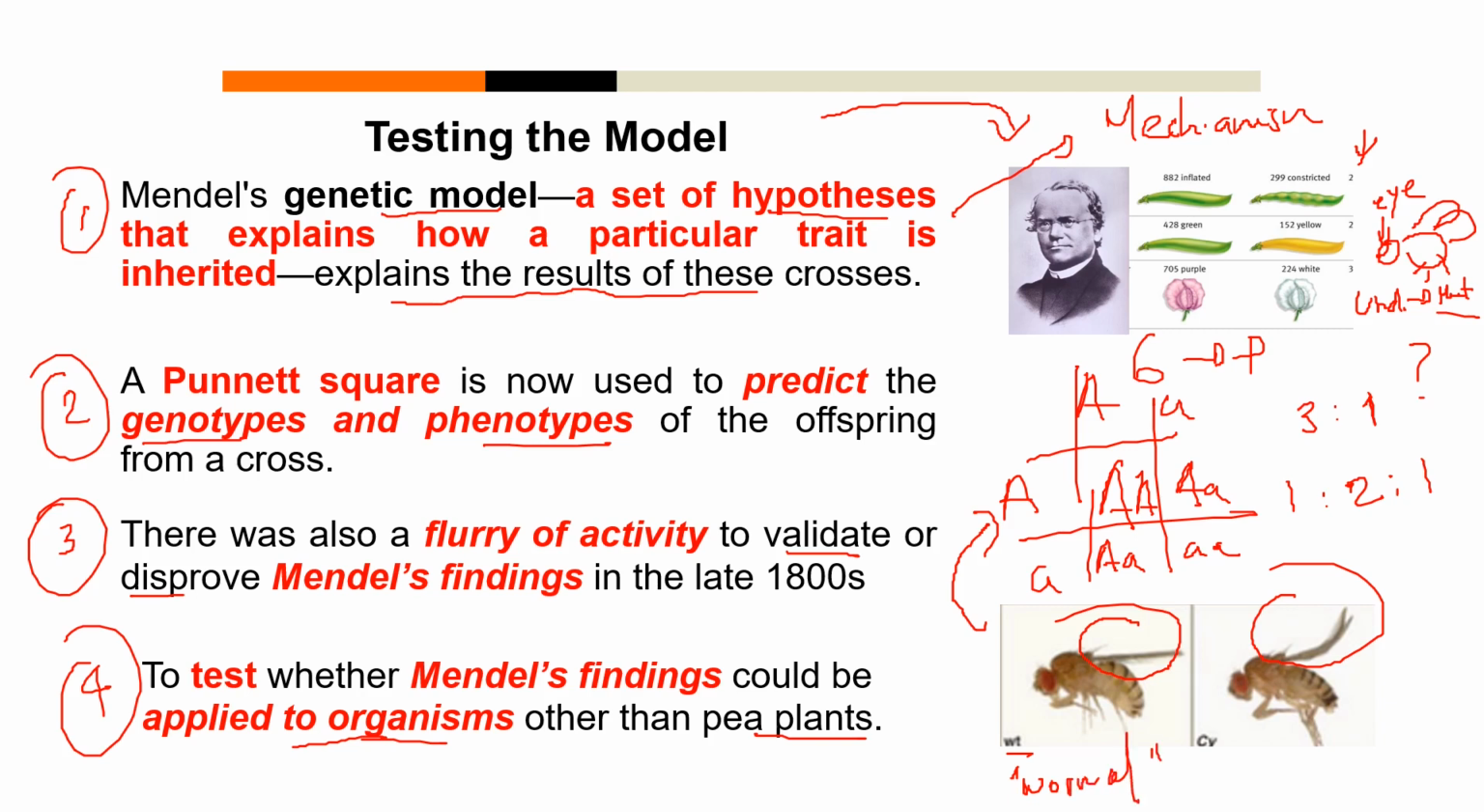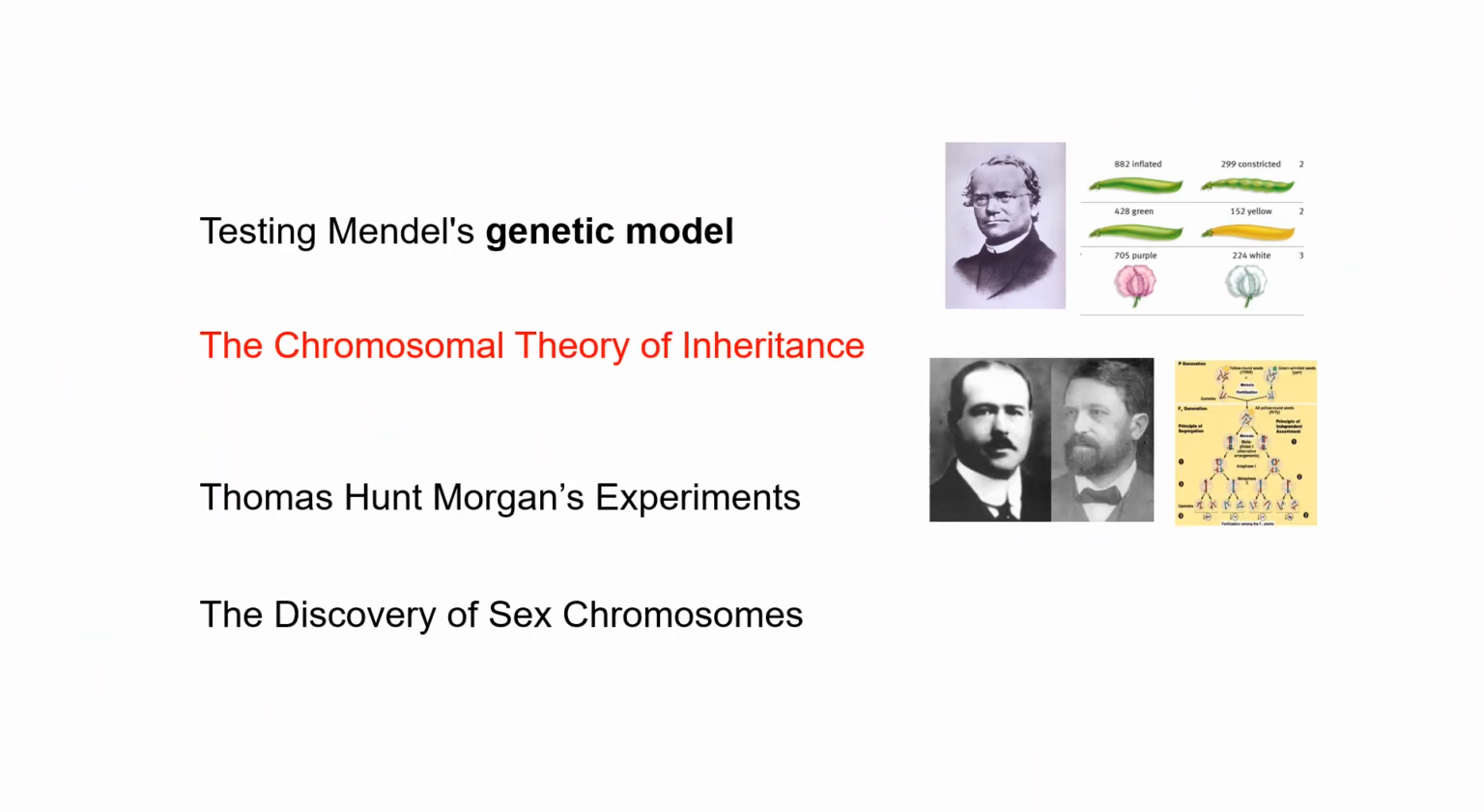However, here you have a fly with a curly wing, and this is very important because this is an example of a mutation, and after this time we start studying mutation to try to understand genetics. So now that we talk about how people were very interested in testing the genetic model of Mendel, one way to test that model was to study chromosomes and propose this chromosomal theory of inheritance.